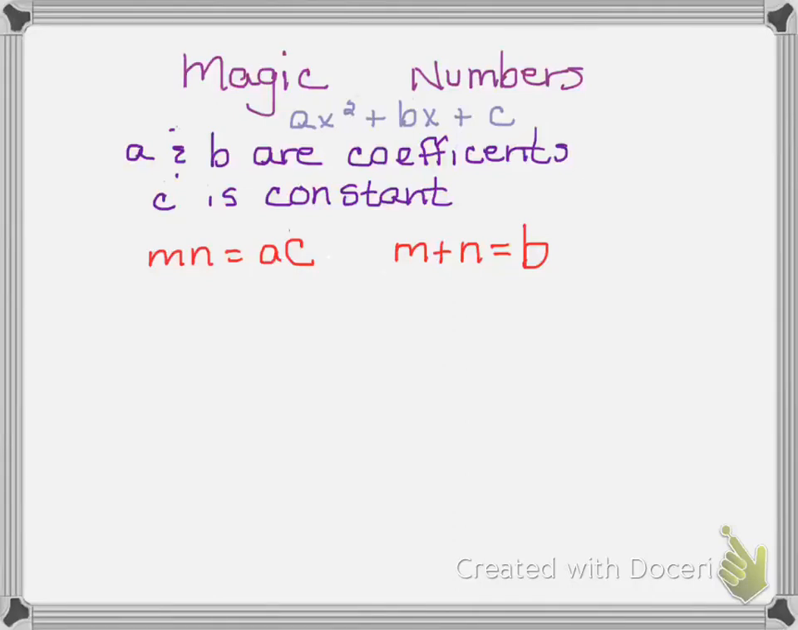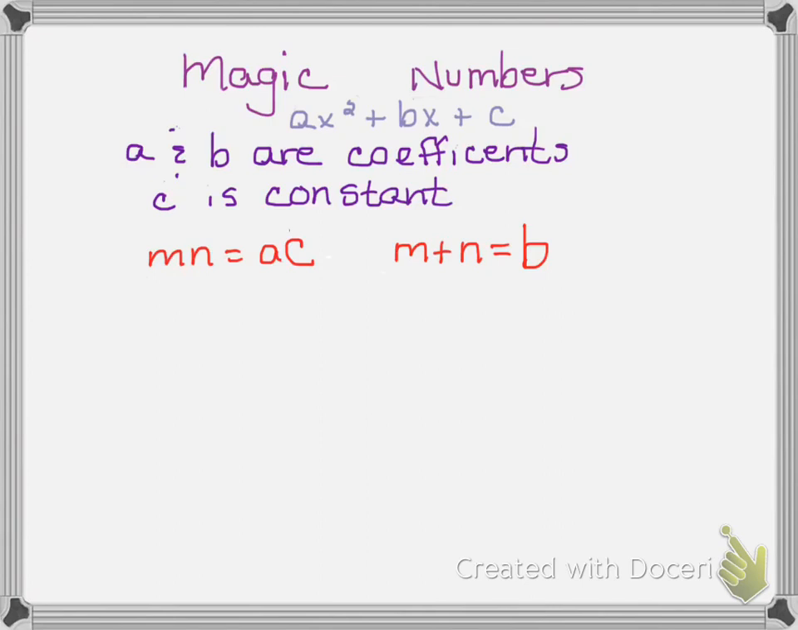This recording is for students who really struggle with factoring. So here are the basic rules. I call them magic numbers. It's for the expression ax squared plus bx plus c, which is the basic expression of a quadratic expression. We have that a and b are coefficients, and c is a constant.